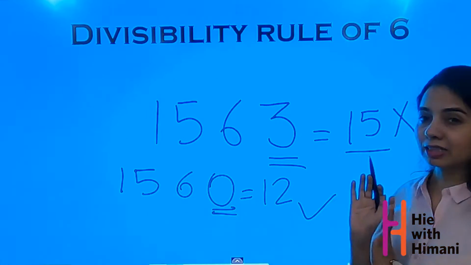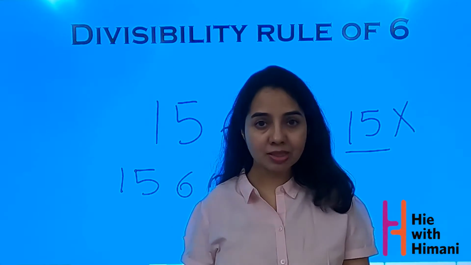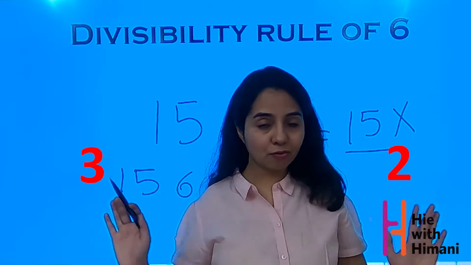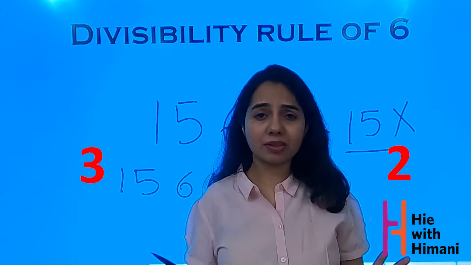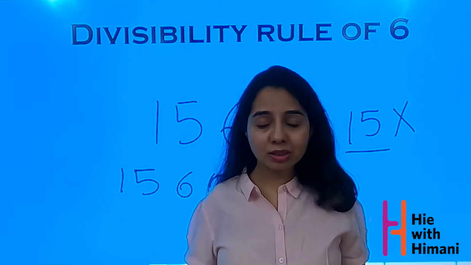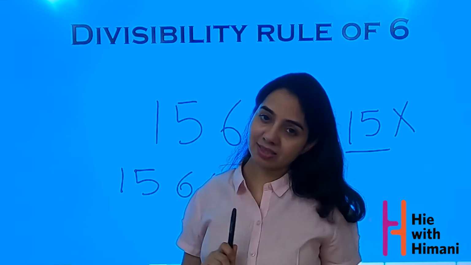So for 6, it is very simple. We have to check whether the number is divisible by 3 as well as 2. If the number qualifies for both these properties, then the number is divisible by 6.